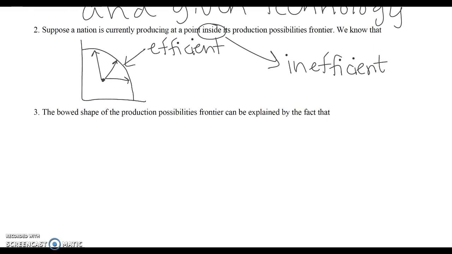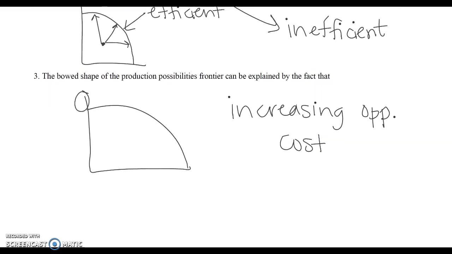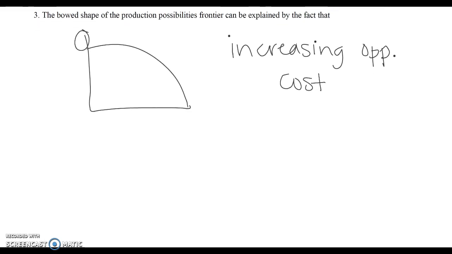Number 3 is asking you about the shape. So if you look at your production possibilities frontier, the bowed outward shape, when it curves like this instead of being a straight line, that's caused by the fact that as you go down this production possibilities frontier, as you get further and further down, you must give up more and more of whatever is on this axis. So this is called increasing opportunity cost. Meaning, again, that you must give up more and more of the good that you have on the y-axis to get more of the x. All right.